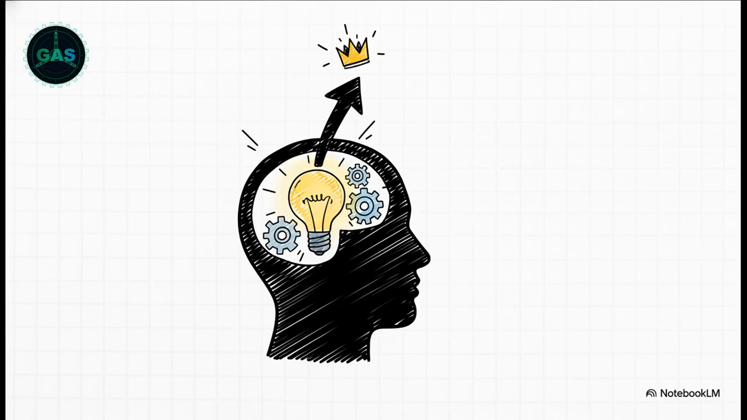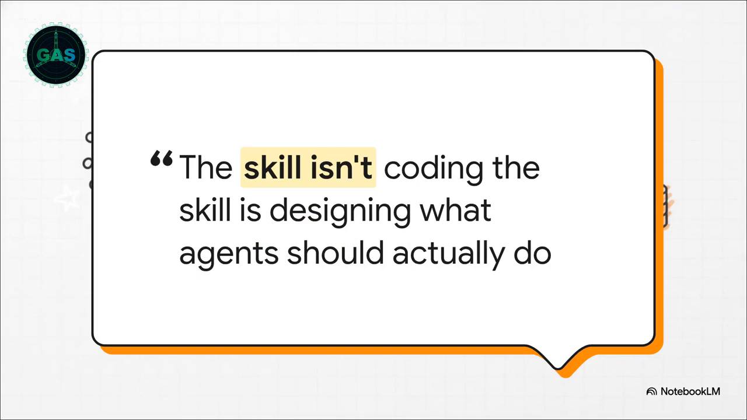You know process decomposition, how to break down messy business problems into logical steps. You have a systems vocabulary to speak precisely to the agent. And you have an intuition for failure modes. You know exactly what edge cases to warn the agent about because you've lived through them. Here is the crucial takeaway.